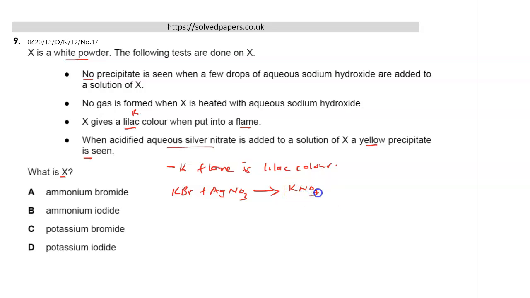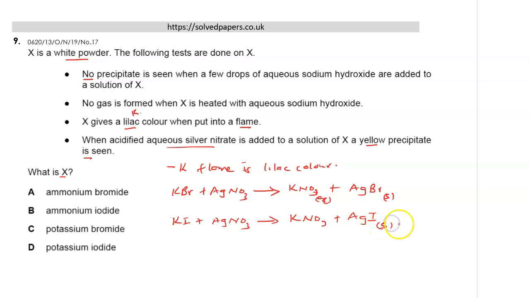All nitrate salts are soluble, so there is no precipitate there for potassium nitrate. This is aqueous. And what we get now is silver bromide. Now silver bromide is insoluble, so it is going to form as a precipitate, as a solid. And we also can look at potassium iodide. Potassium iodide plus silver nitrate will give us potassium nitrate plus silver iodide.